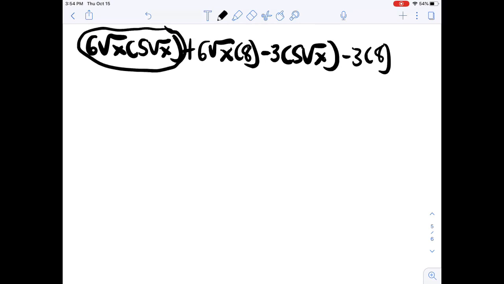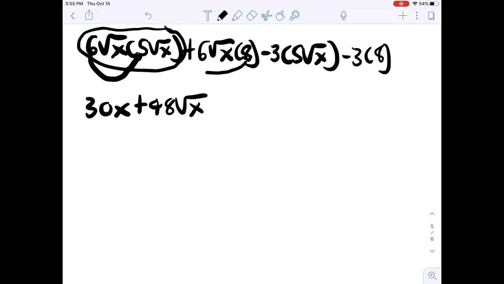And for these two, we're still going to multiply the radicands, but we're also going to multiply the coefficients. So this becomes 30 times the square root of x squared. And this is just x, because like I said before, the radical sign just disappears. So I'm just going to write 30x here, and plus 48 times the square root of x. So we just have a number multiplying a radical. We just multiply the coefficient. And same thing here. So minus 15 times the square root of x, and then minus 24.